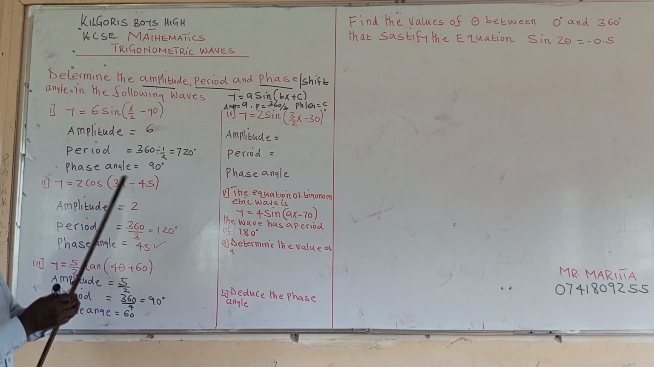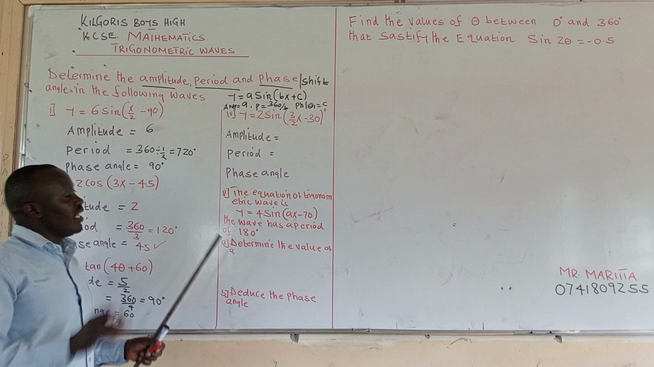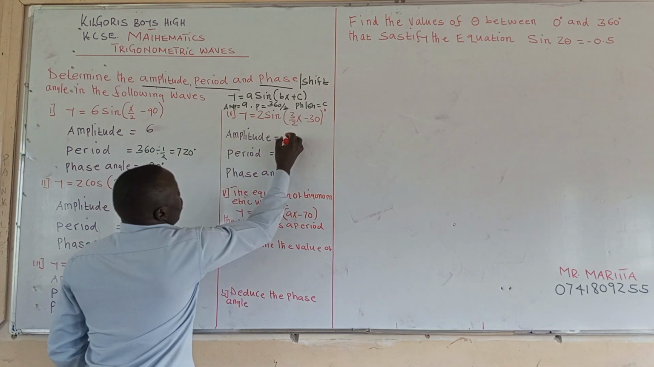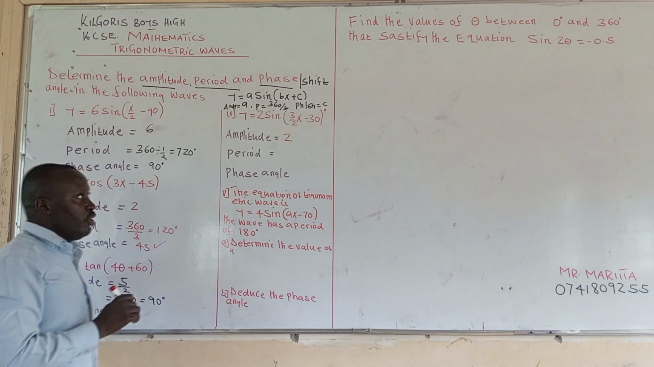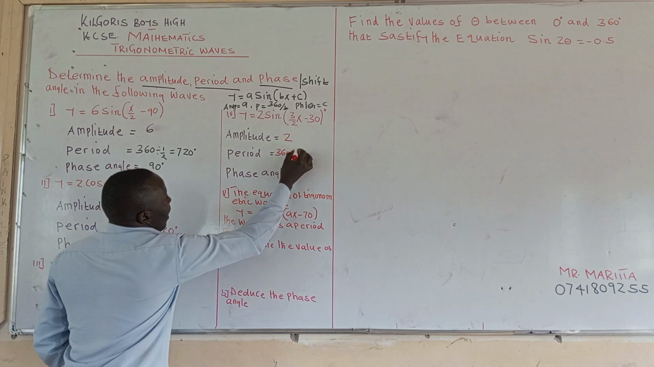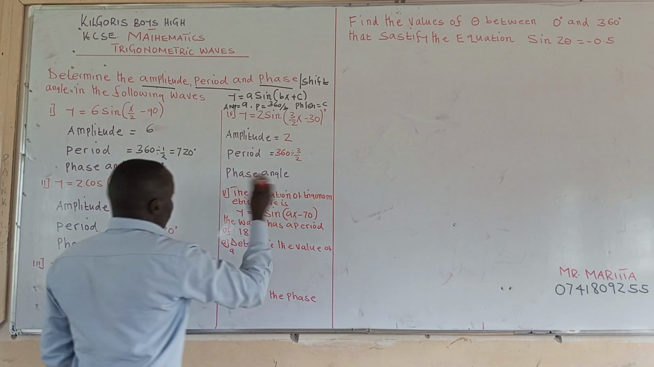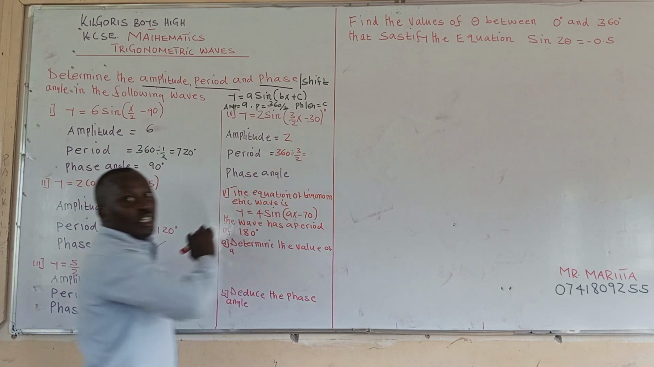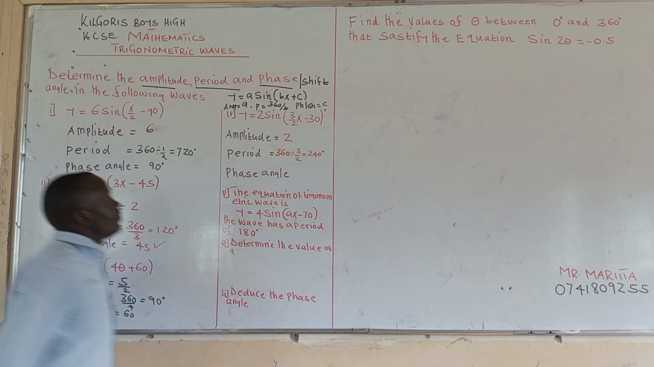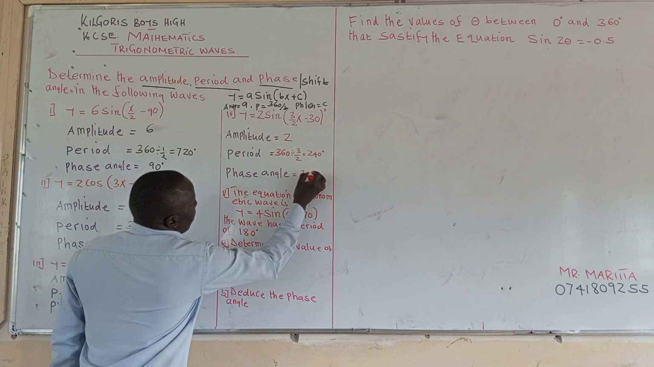Next, y is equals to 2 sine 3 over 2 x minus 30. So what do we have here? Amplitude, in this case, we pick 2. Period, we have 360 divided by 3 over 2. What is the answer in that case? This is giving us 240 degrees. Phase angle in that case is equals to 30 degrees.